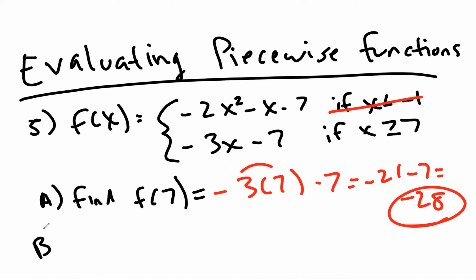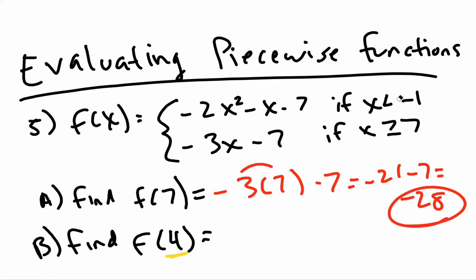Okay, so letter B. The question is to find f of 4. And so we're going to do the exact same thing. We're going to take this number 4, and we're going to say to ourselves, is the number 4, so I'm up here at this top one, less than -1? Yes or no? No. So it's not going to be the first one. Then I'm going to look at the second one. Is the number 4 greater than or equal to 7? Yes or no? No.